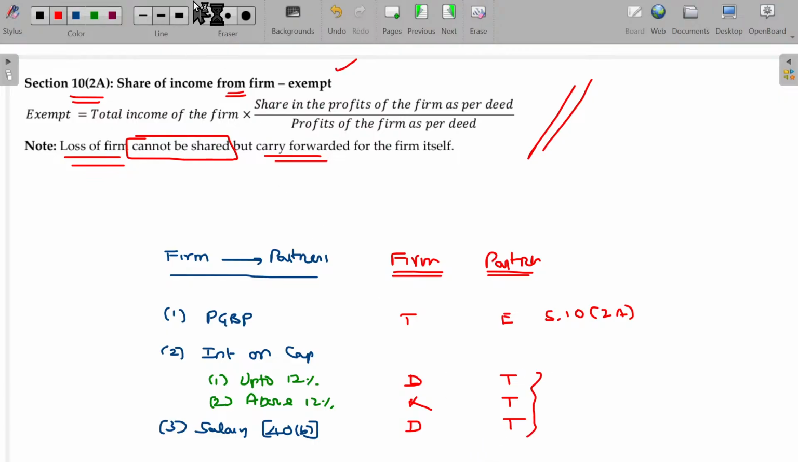Clear? Once again. This one is disallowed, but it is not considered here, exempted. Above 12% is already debited there, disallowed there. So as it is disallowed in the partnership firm, it may be taxed in the firm itself. So it is not required to be deductible, and it is taxable in the hands of the partner. Clear?